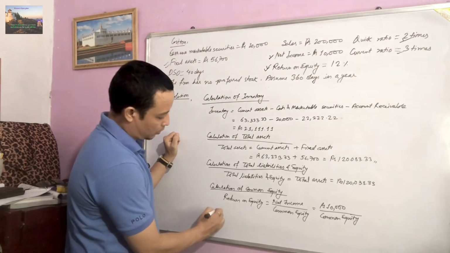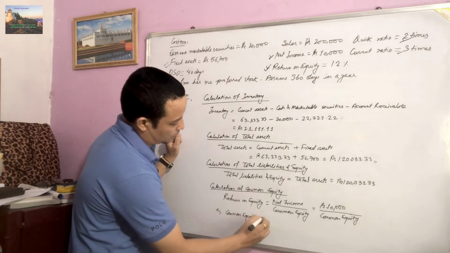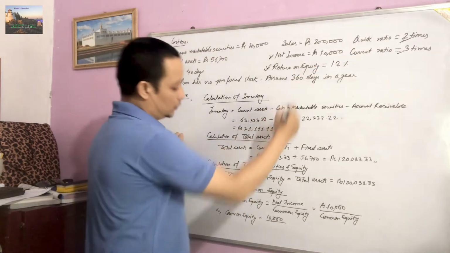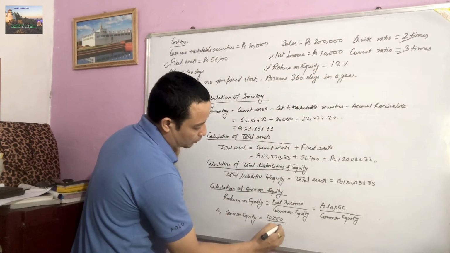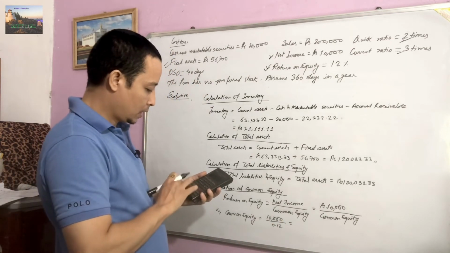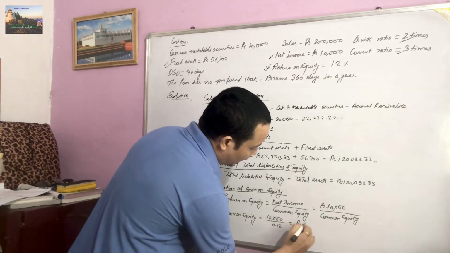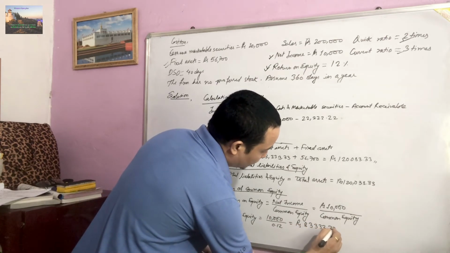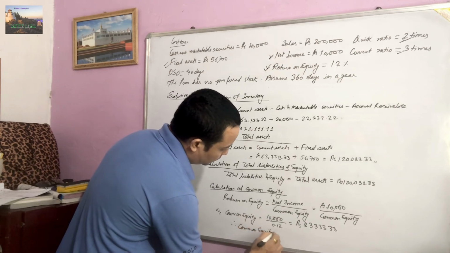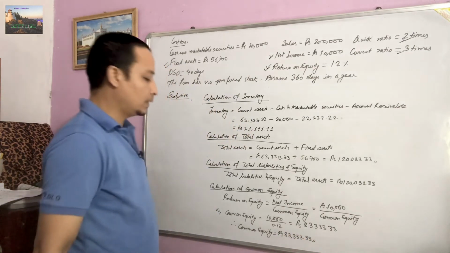Now or common equity, common equity equal to 10,000 upon return on equity. That is, return on equity here is 12%. You have to write in decimal 0.12. So that will be your 10,000 divided by 0.12. That will be rupees 83,333.33. Therefore, common equity equal to rupees 83,333.33. Now you have found the common equity.